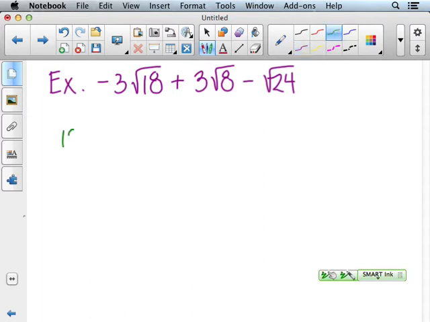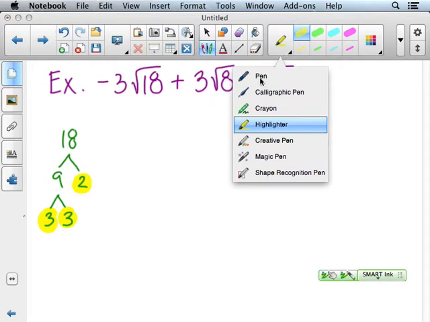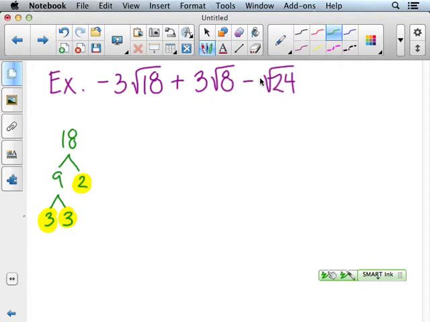I'm going to start with my 18. 9 times 2, 3 times 3. Here are my primes. Because this is a square root, I'm going to look for my pairs. So here's a pair. The 3 will come outside and multiply with this 3 that's already there. And I'll end up with negative 9 square root 2.